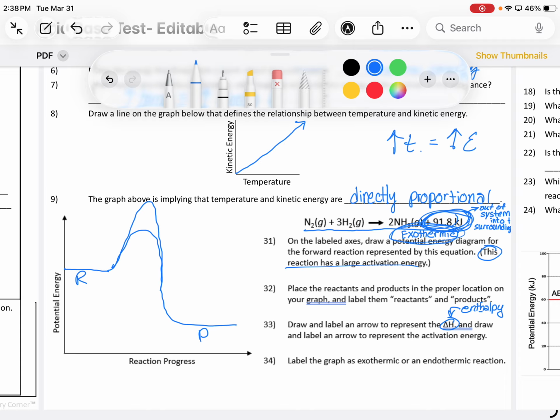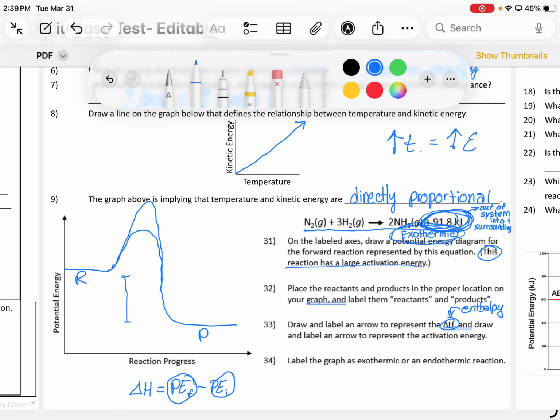Again, delta H. This is the change in heat, how much heat we gain, how much heat we lose. So it is the difference, which means we're going to subtract. It's the difference in potential energy of the products from the reactants. So remember, to calculate delta H, you can use this equation: the final potential energy minus the initial. Final minus initial. How much did we end with minus how much did we begin with?